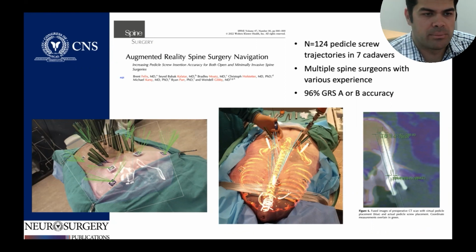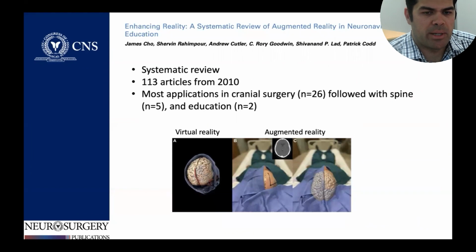This is a systematic review looking at what augmented reality has been studied for in the neurosurgical space. It reviewed 113 articles from 2010 through about 2020 and showed that most applications have looked at cranial surgery, followed by spine and education. So still much more to do and many more applications can be looked at for this.